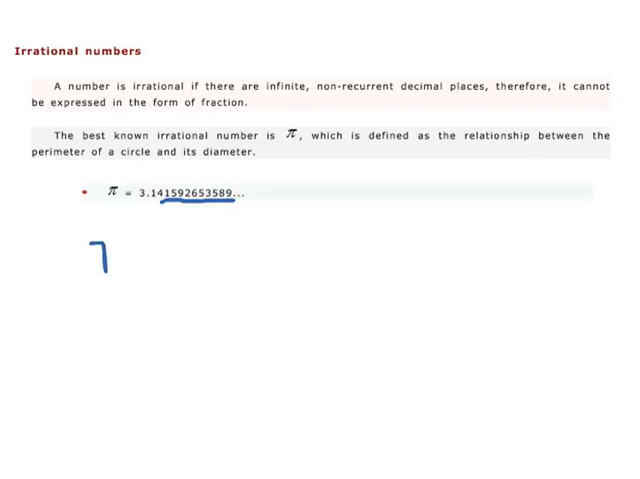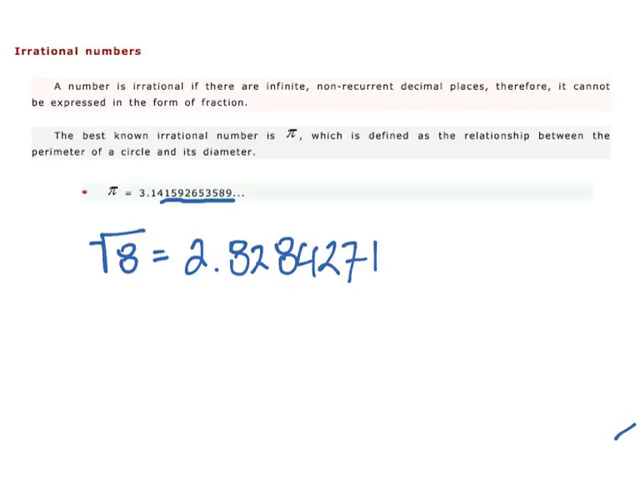Another example of this is root 8. If you plug this into your calculator, we get 2.828427125. And of course it goes forever and ever, but it doesn't repeat. There's no repetition. Therefore it is an irrational number. Most of the irrational numbers that we're going to be referring to will have a root involved. It will be cubed root, square root, or other roots that cannot be simplified.